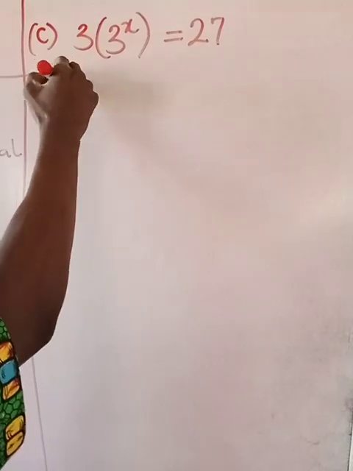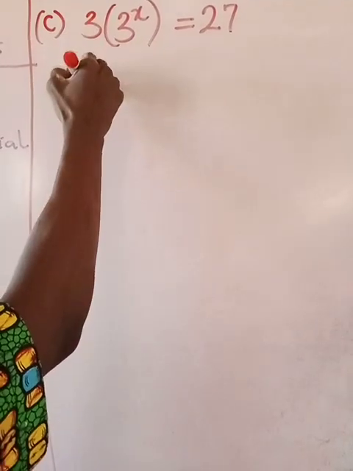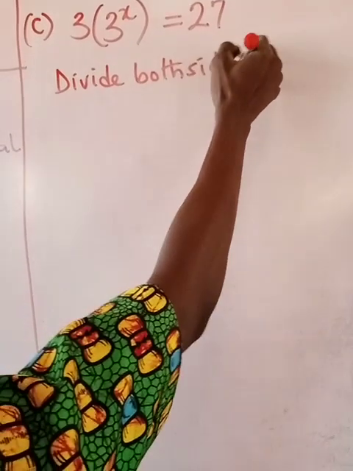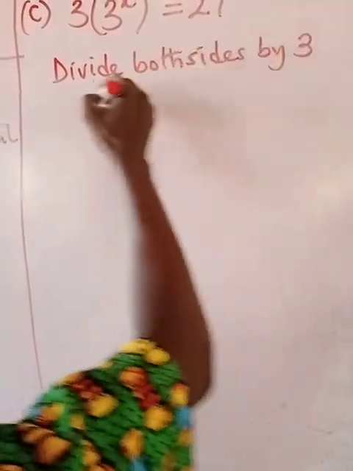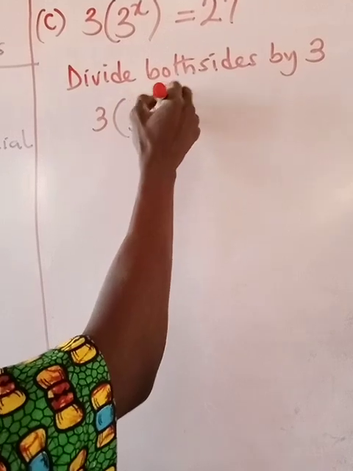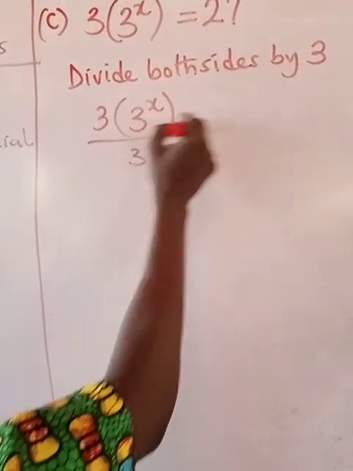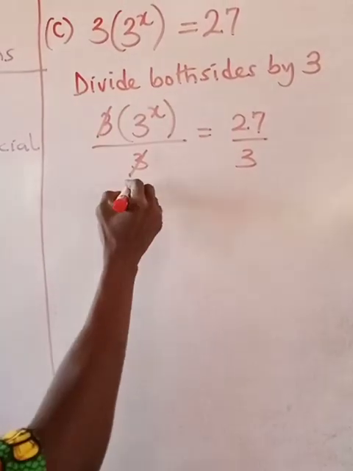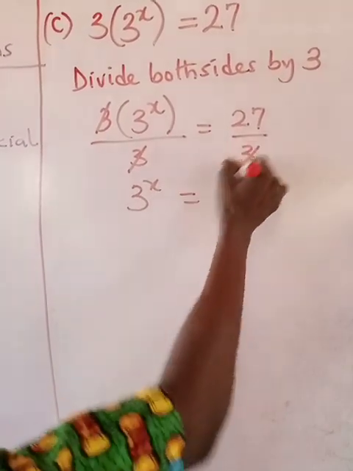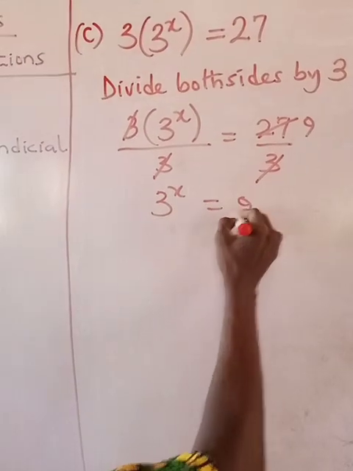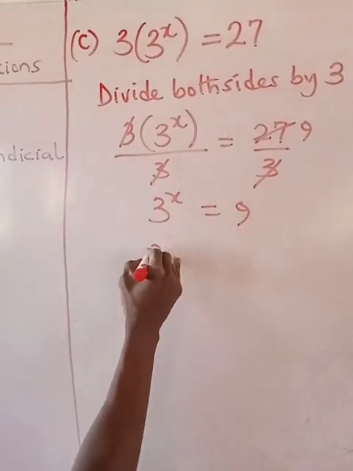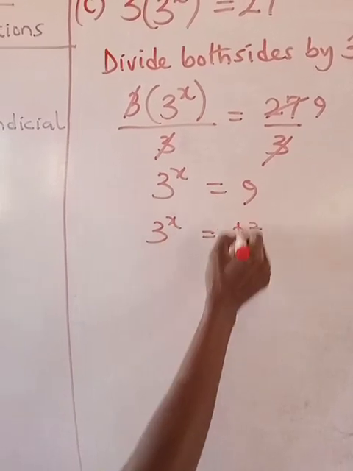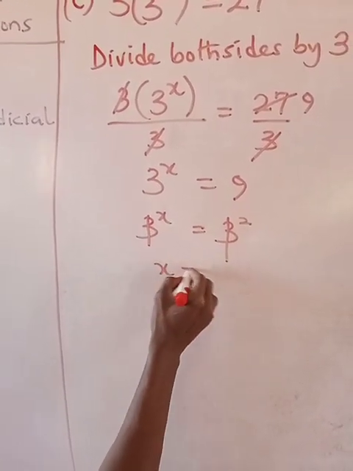The first thing, let's divide both sides by this 3 here. Then you have 3 bracket 3 raised to power x, all over 3, will be 27 all over 3. This one cancels 3. So you have 3 raised to power x equals 3 into 27, 9. Now, 3 is a base now, and 9 again can be changed to this. They have common base now. This one will cancel. Then x will be 2.